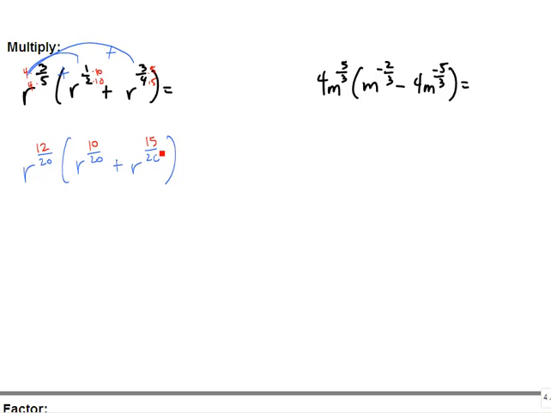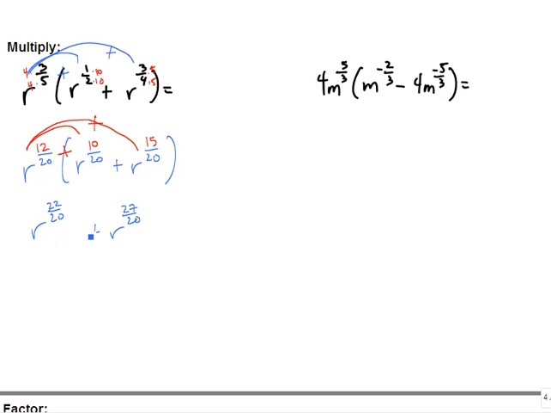15. Now when I distribute this times this, all I have to do is add these two powers together. So 12 twentieths plus 10 twentieths becomes 22 twentieths. So that's the first term. Then we're going to have our plus, and now we want to distribute this r times the second r, again adding exponents. So 12 twentieths plus 15 twentieths gives me 27 twentieths.